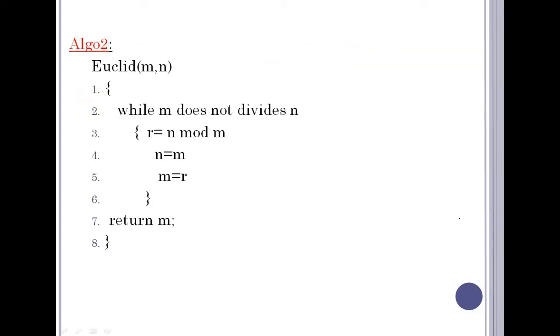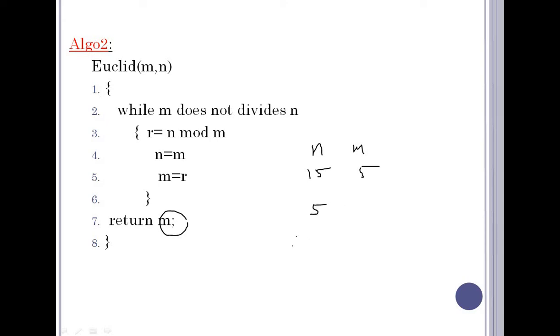The second approach is the Euclid method, where we use the two numbers m and n. For example, suppose they are 15 and 5, with m being 5. Here we check whether m completely divides n. If the remainder is 0, it will not enter the while loop and will return m directly. So the greatest common divisor, 5, is returned.